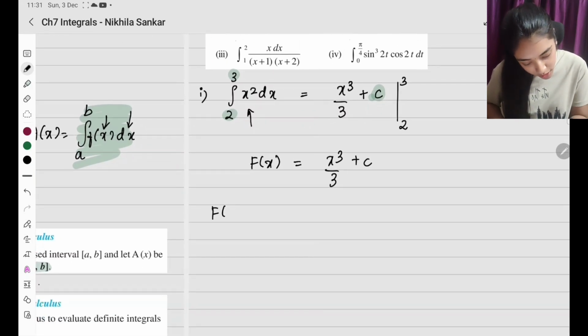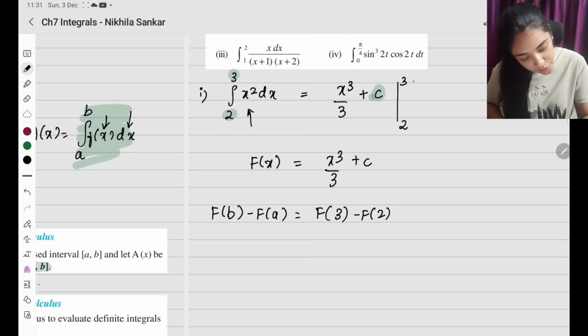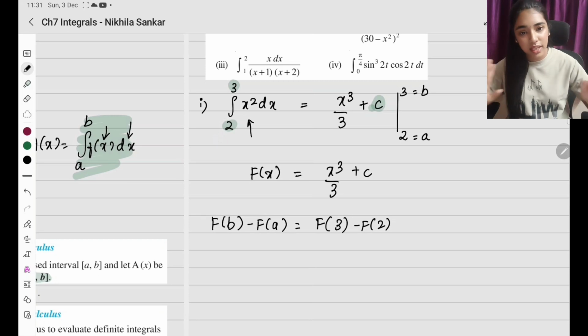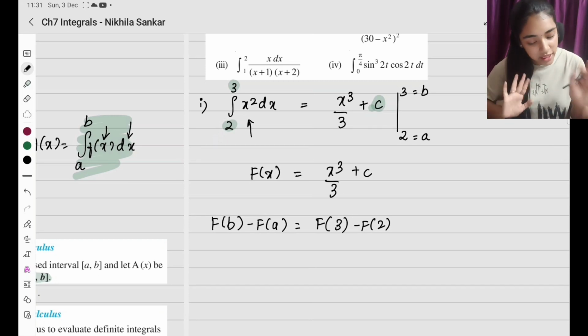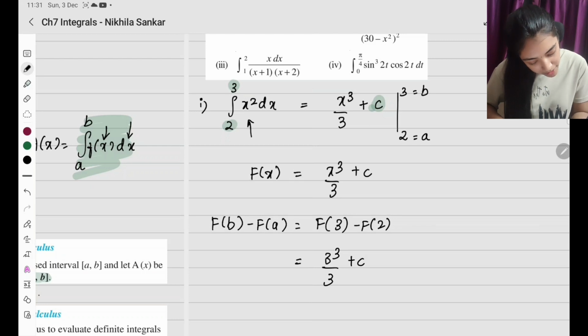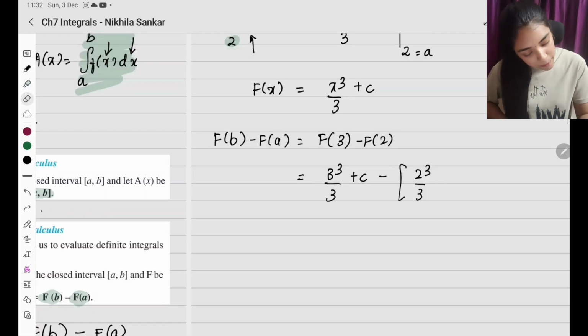So according to the formula, I have F of b minus F of a, which in our case is going to be F of 3 minus F of 2. So this is my b and this is my a, upper limit, lower limit. Ivlo detail na ella question ku eludha maten. Since this is our first question, I'll explain everything clearly. So ipo F of 3 minus F of 2 irukku. I'll write it in the next step. So F of 3 na I have 3 cube divided by 3 plus c minus open bracket F of 2 na 2 cube divided by 3 plus c. When I solve this, I have, this gets cancelled.